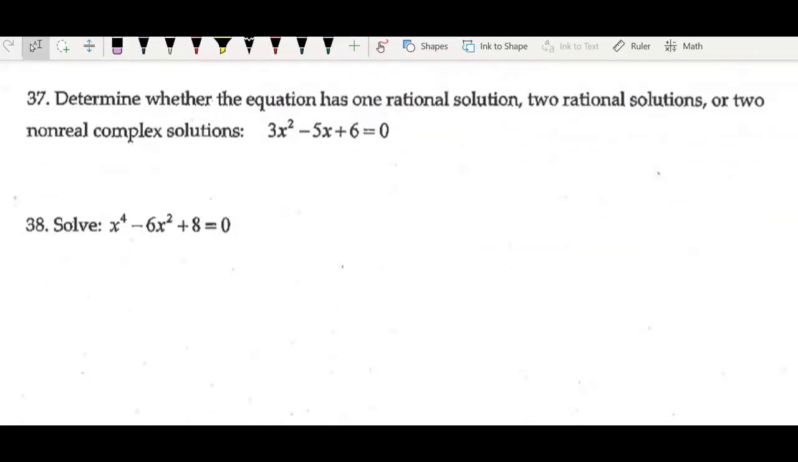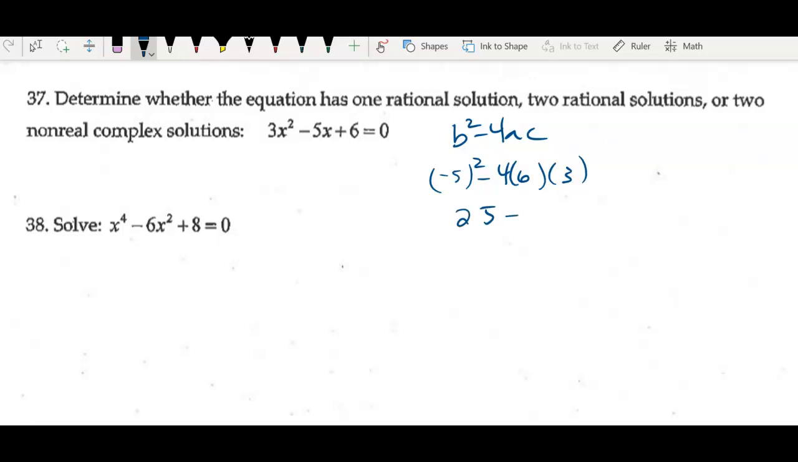Okay, determine whether the equation has one rational solution, two rational solutions, and so on. All you need is this part, the discriminant. All right, b squared is negative 5 squared minus 4 times 6 times 3, which ends up being 25 minus 72, which is negative 47. All right, so here's the deal.